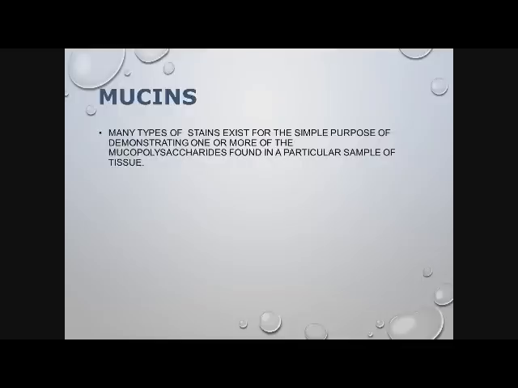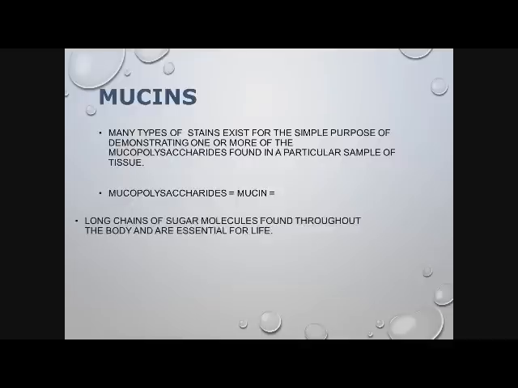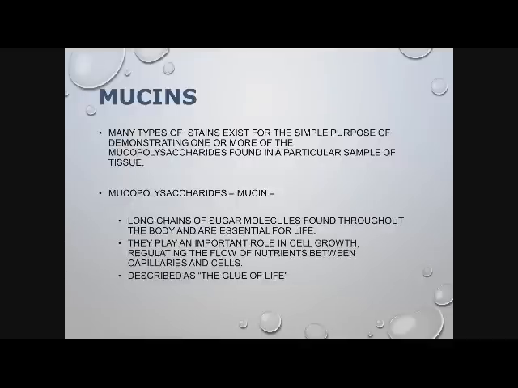Now, there are many, many, many stains out there that simply exist for the purpose of demonstrating one or more of the mucopolysaccharides found in a particular sample of tissue. Mucopolysaccharides equal mucin, which equals long chains of sugar molecules found throughout the body, and they are essential for life. They play important roles in cell growth as they regulate flows of nutrients between capillaries and cells. They are described as the glue of life. That's not how I would describe mucin, but that's what the scientists say, the glue of life.